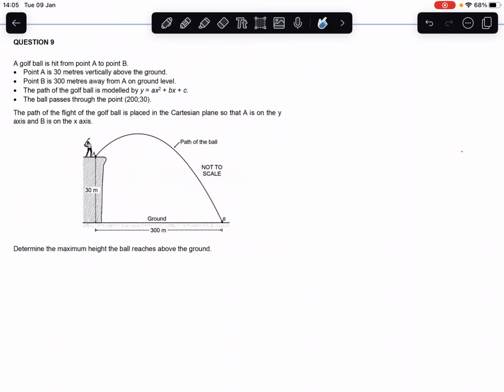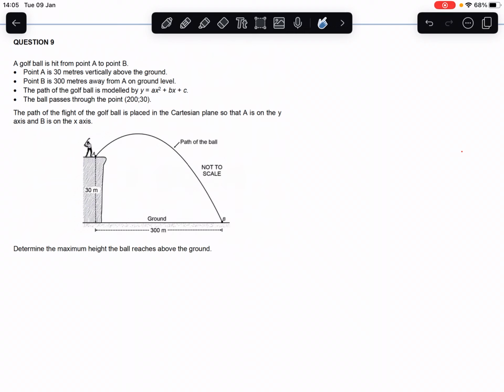Today we're looking at the IEB May 2023 paper 1 question 9. Let's get into it. So a golf ball is hit from point A to point B, right? Very kindly provided us with a diagram.